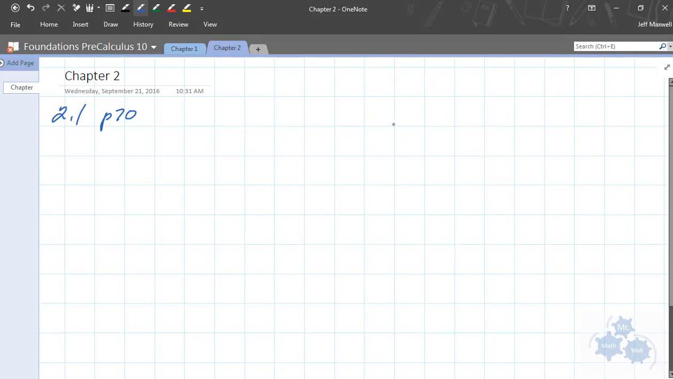Chapter 2 in your textbook on page 70. Everybody should be open there. 2.1, the title is, this is the exciting thing I'm going to talk to you about, yes, the tangent ratio.